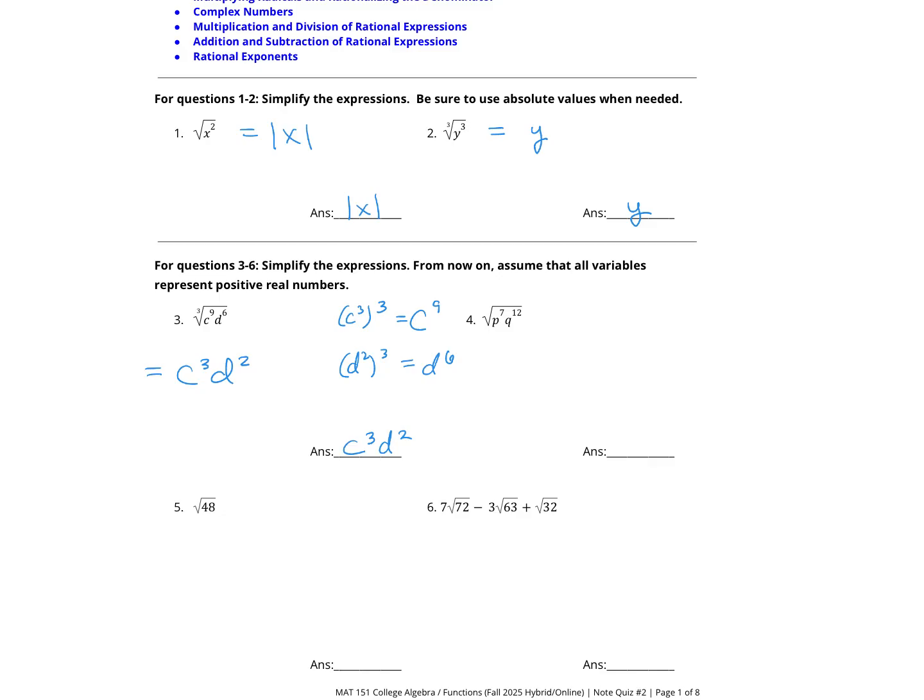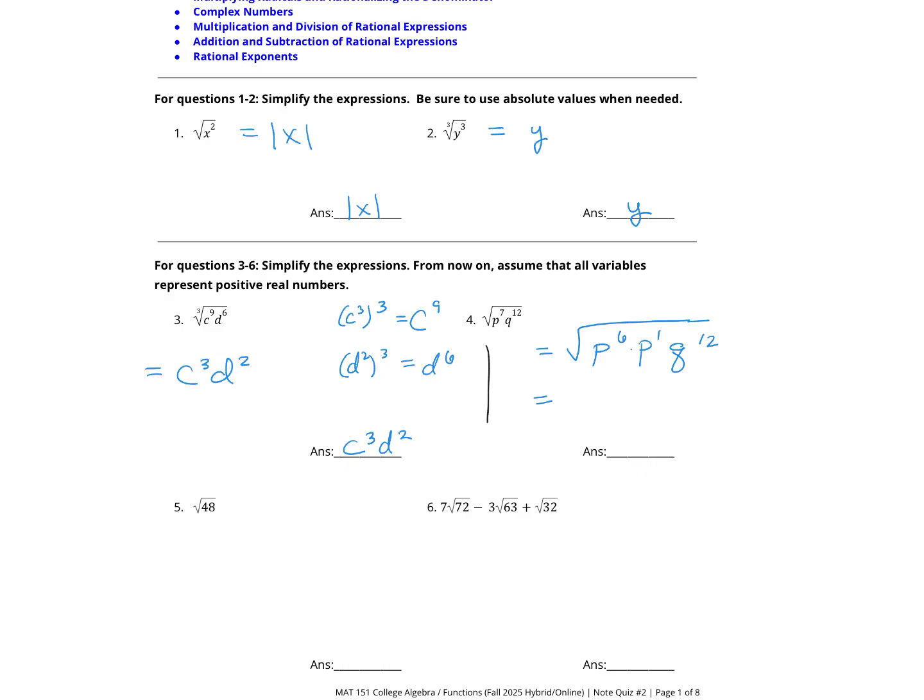The next problem is us taking a look at the square root of p to the 7th, q to the 12th. Easiest way to think about this problem is to find the biggest perfect square that goes into p to the 7th. That's a p to the 6th times p to the 1st. And q to the 12th is already a perfect square.